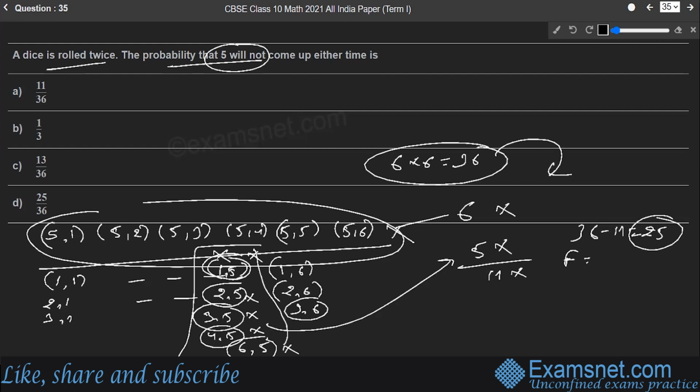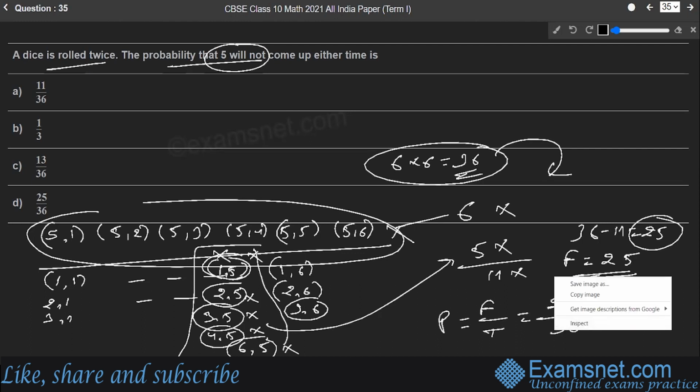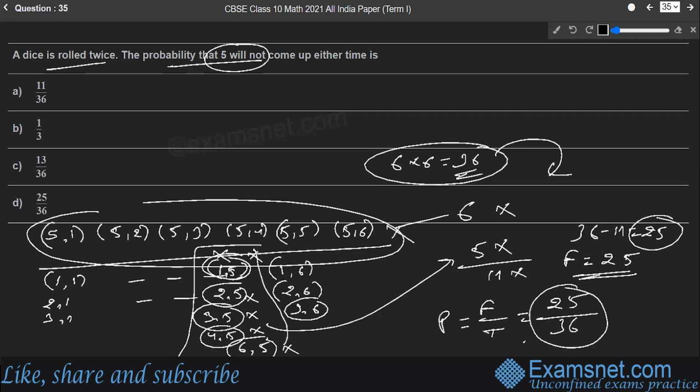So our favorable cases where the 5 is not present is 25, and the total cases are always 36. So probability becomes favorable cases by total cases, that is 25 favorable cases divided by 36 total cases, and that is the required probability that is being asked. So the answer is available in option number D, 25 by 36. That is the right answer.